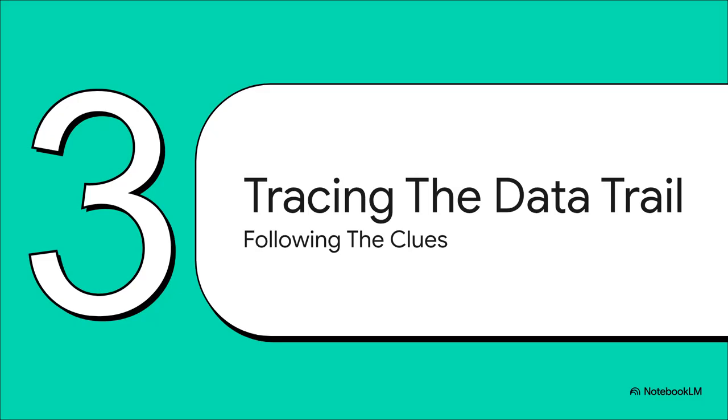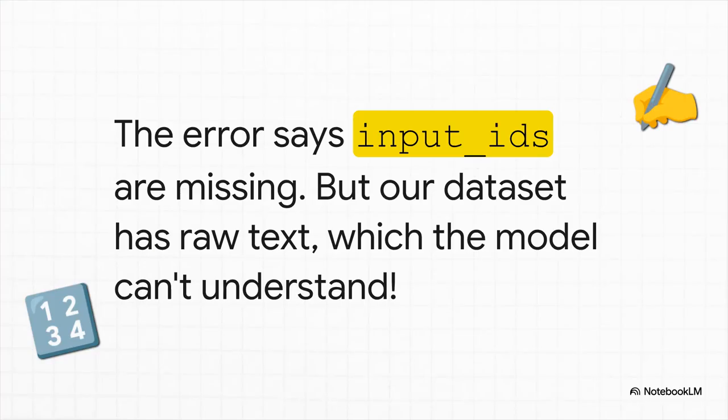And believe me, 9 times out of 10, the mystery begins and ends with the data. What was the machine actually looking at? And right away, we find our first clue, and it's a classic. The error log is talking about input IDs, numbers. But when we inspect our dataset, we see raw sentences. The model is getting words when it expects numbers. Basically, someone forgot to tokenize the data.